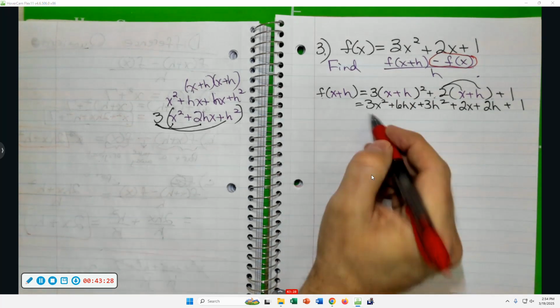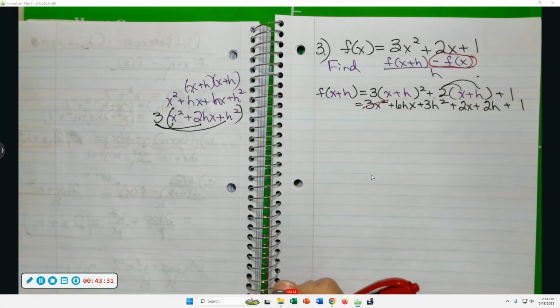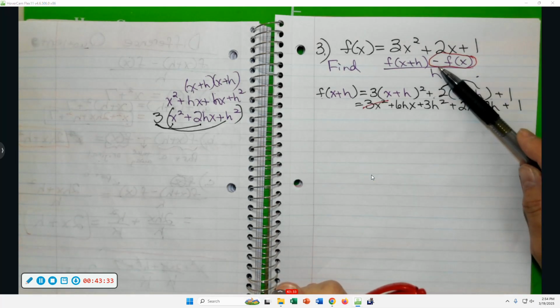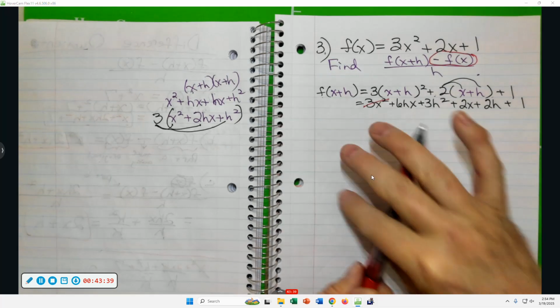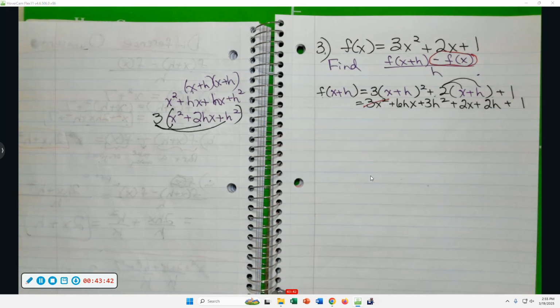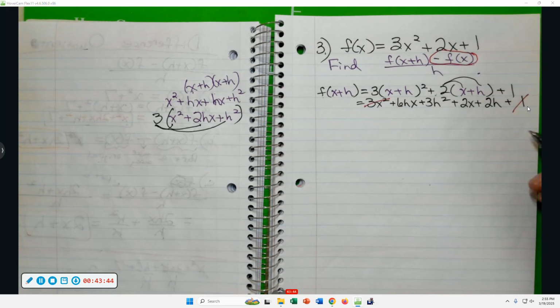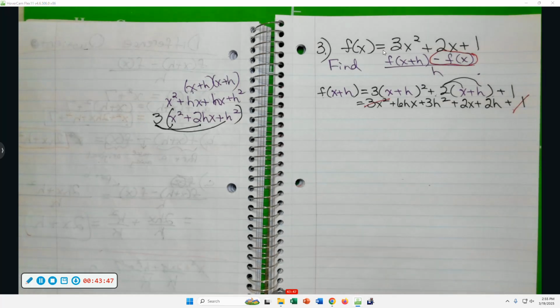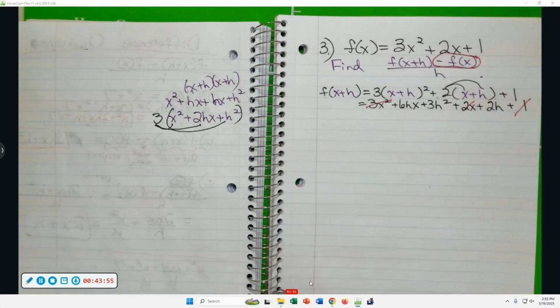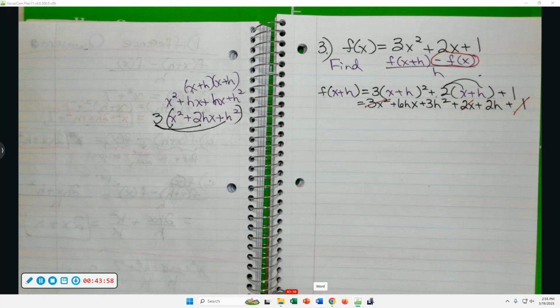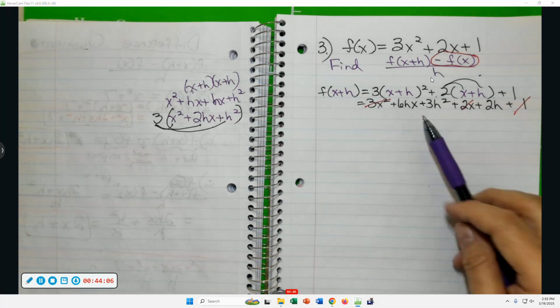In red, what am I going to do? Mark it out. Every term in the original function is being subtracted off. What else is going to disappear? Plus 1. Okay, the plus 1's going to disappear. 1 minus 1. So anything else? What have we not marked out? The 2x. Everything in the original polynomial function is disappearing. As I said, the only terms remaining should have what letter? H.